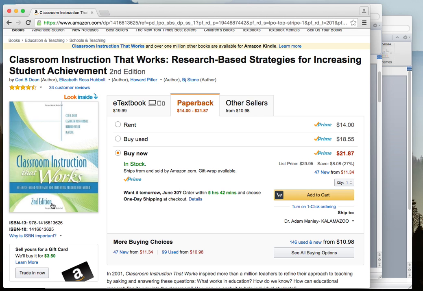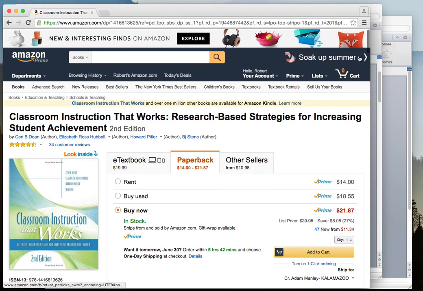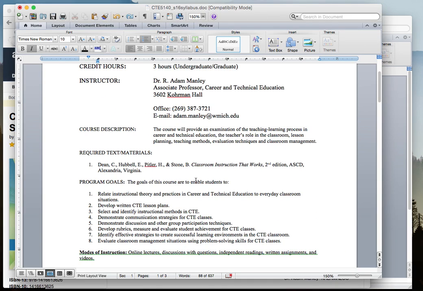Here is the book. This is what it looks like, and looking at prices, it looks like you can buy it new for $21, you can buy it used for $18, or you can rent it for $14, or you can also get the e-textbook as well. So it looks like it's offered in many different modalities.